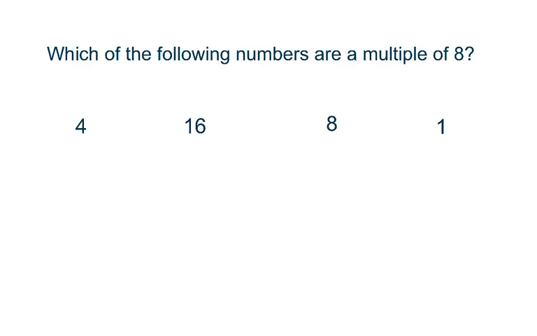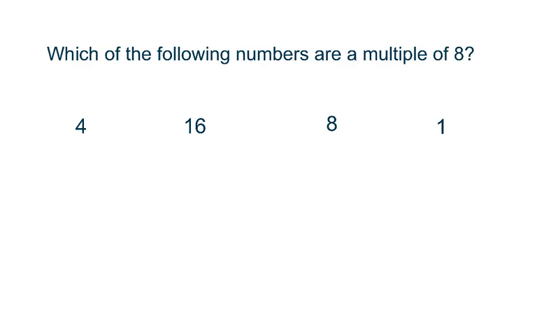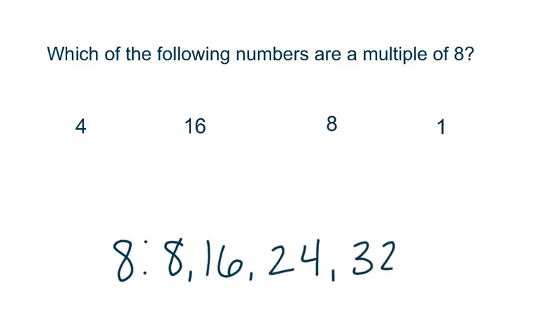All right, so let's take a look at the number 8, and I want to know which of these following numbers below are a multiple of 8. Think about what we just talked about in terms of multiples. So which of these numbers is a multiple of 8? In order to find what would be a multiple of 8, I might want to list some of my multiples of 8. So 8 times 1 is 8, 8 times 2 is 16, 8 times 3 is 24, 8 times 4 is 32.